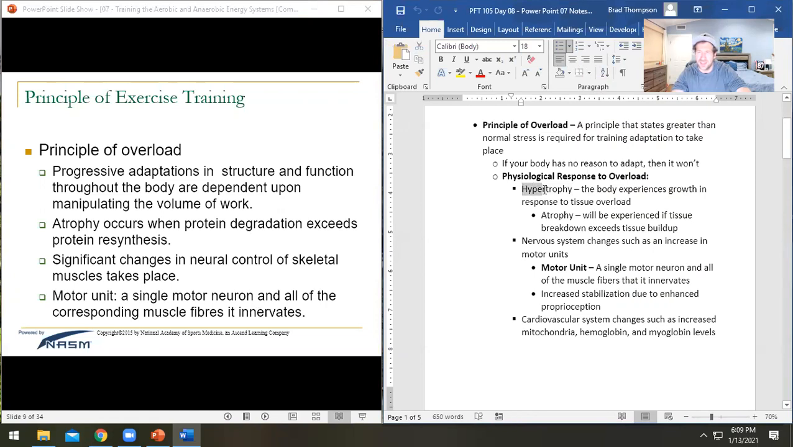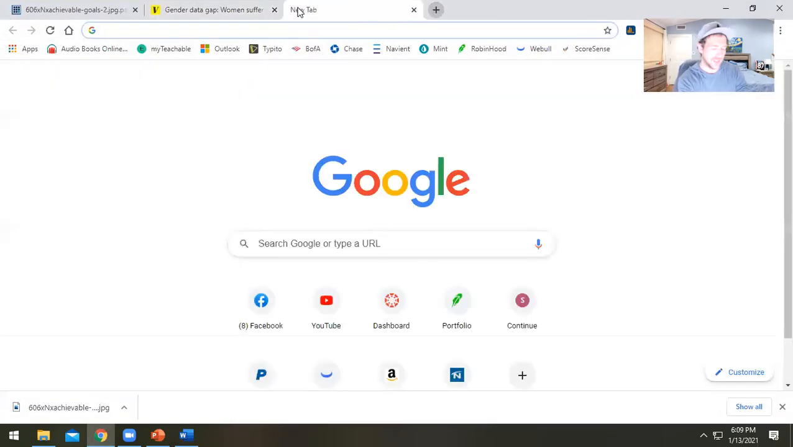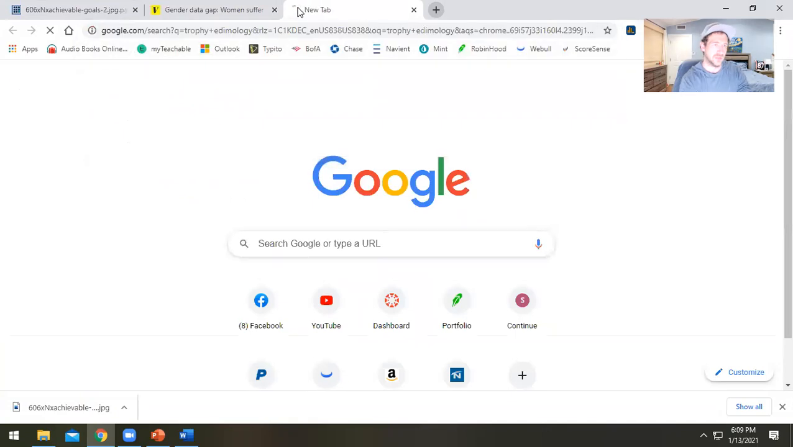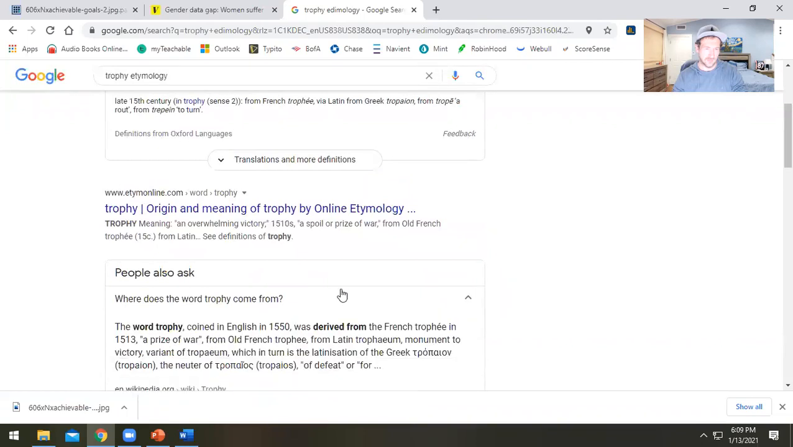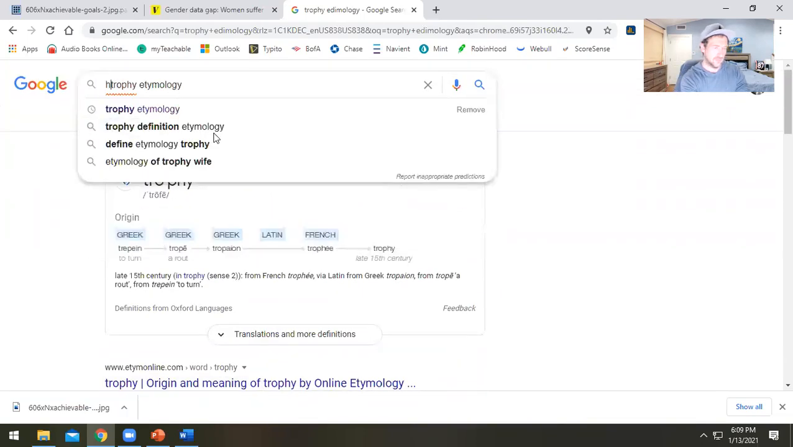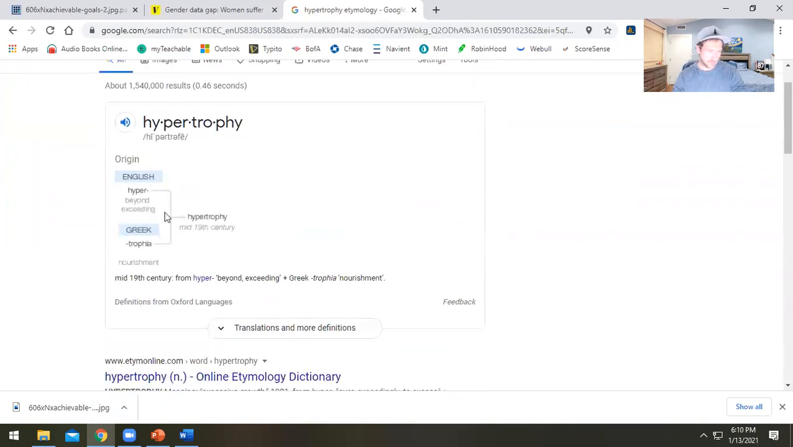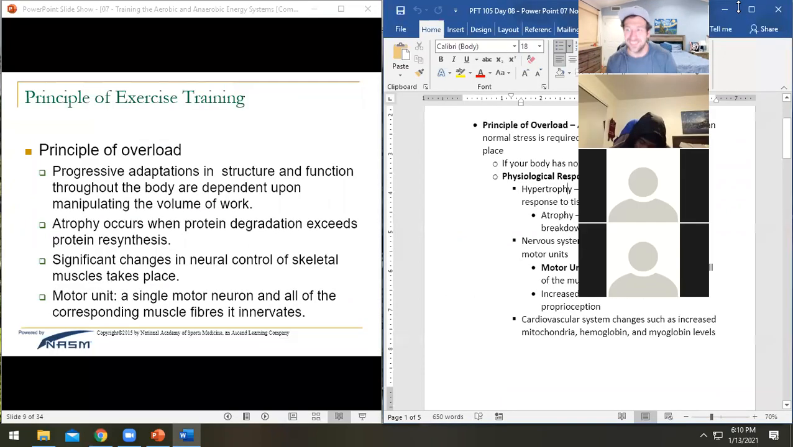Actually, I can't remember what it means. Hyper means a lot of, and trophy, I guess, means growth. So I think it means lots of growth. Let me look that up, actually. Oh, it comes from trophy, which means nourishment. So you're beyond nourishment. I like that. I love knowing the etymology of words, even if I'm bad at it. That's cool, right? You super nourish your muscles, and your muscles grow.